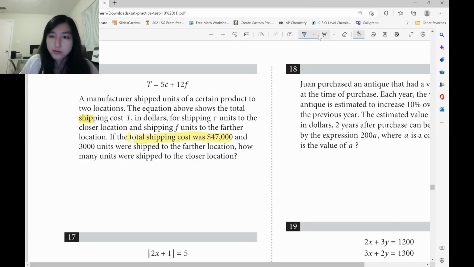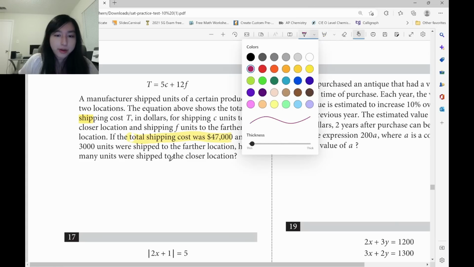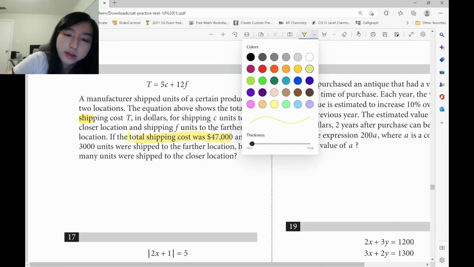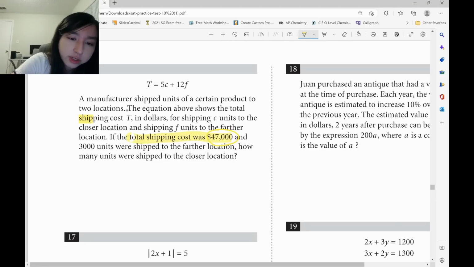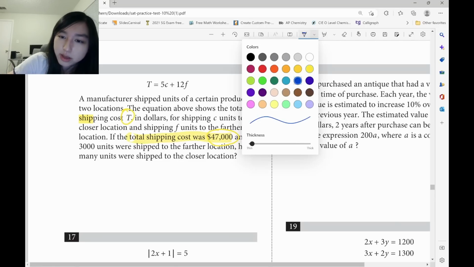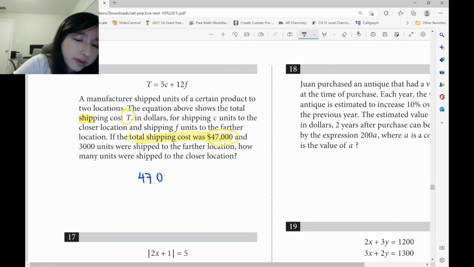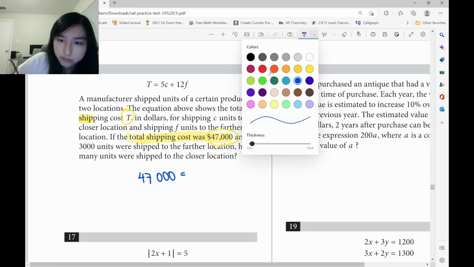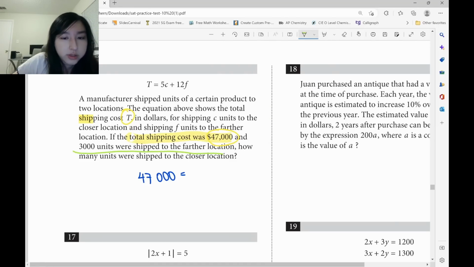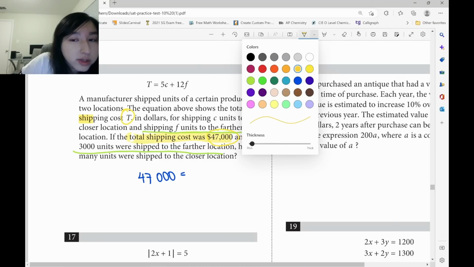Okay, you know what? It's fine. I'm just going to circle it then. Alright, this is what we know. Total shipping cost is T. So we'll plug that into T. 47,000 equals, and if you look here, it says that much, 300 was the further location. Shipping F units to the further location, we're plugging it into F. So that means we don't know C, so we have to solve for C.